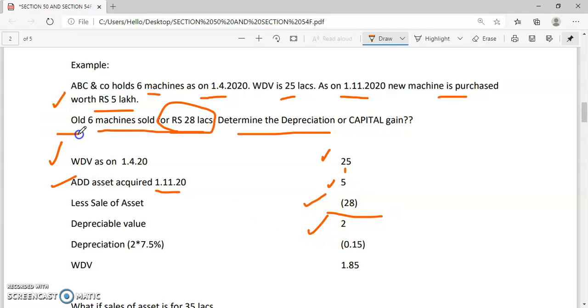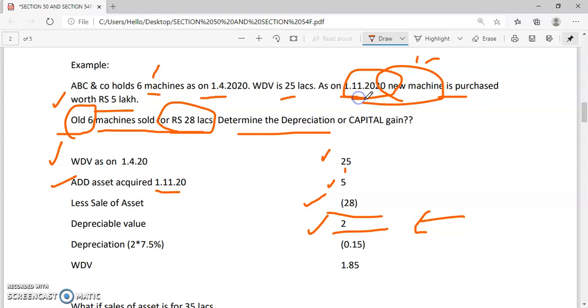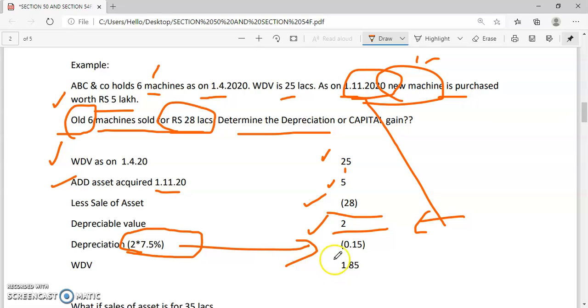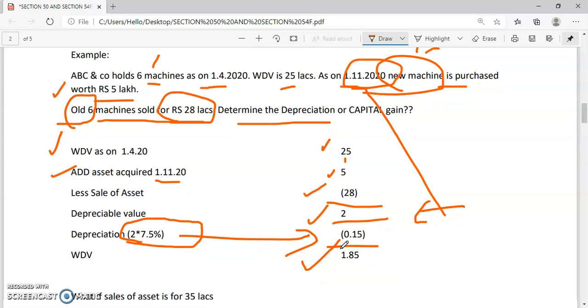Now here it is mentioned that old 6 machines were sold. That means all these 6 machines were sold. However, the new machine which was purchased on 1st November is still in the block. So this depreciable value represents the WDV for the new machine, and the new machine is purchased and used for less than 180 days because it is purchased on 1st November 2020. So the depreciation will be 50% of the original rate. So 2 multiplied by 7.5, depreciation will be 0.15 and the remaining WDV will be 1.85. I hope you understand this.